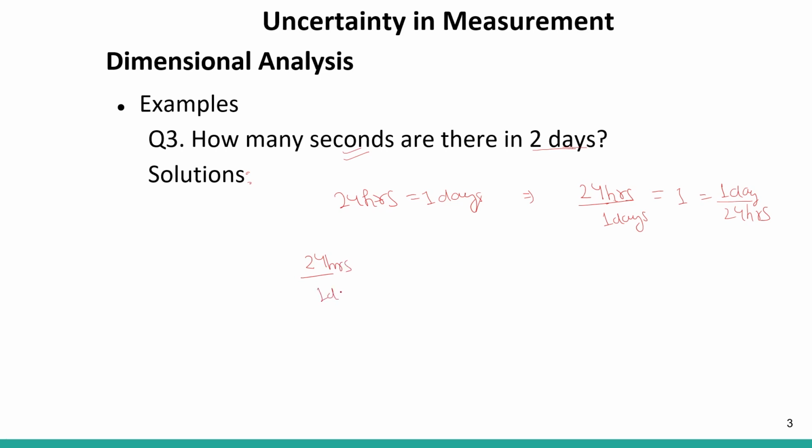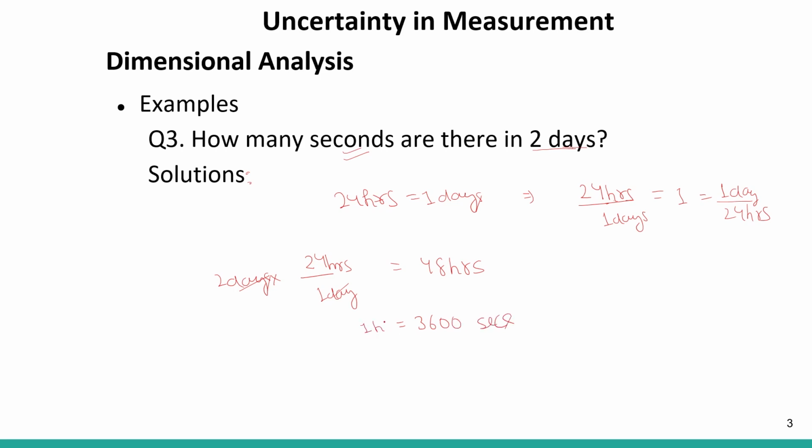24 hours by 1 day, we will multiply it by 2 days. So this day and day will get cancelled. We will get here 48 hours. So first we converted into hours. Now we know that 1 hour is equal to 3600 seconds.